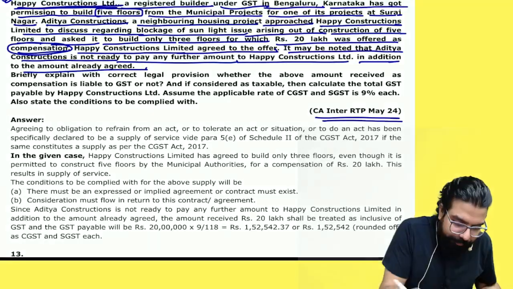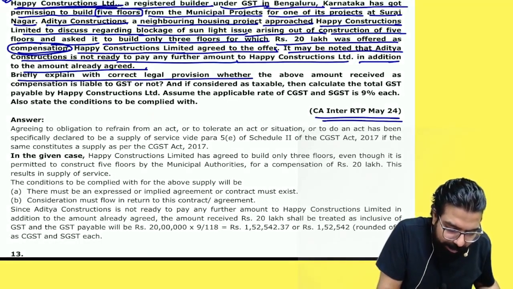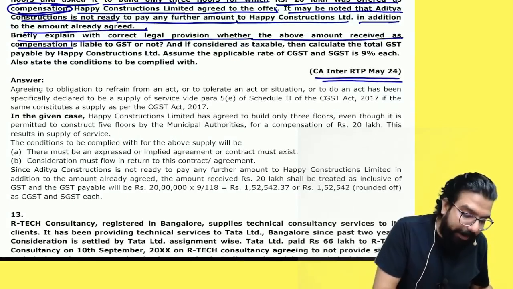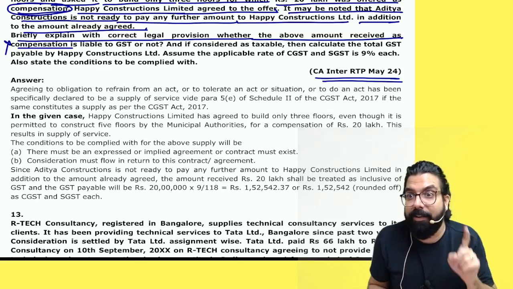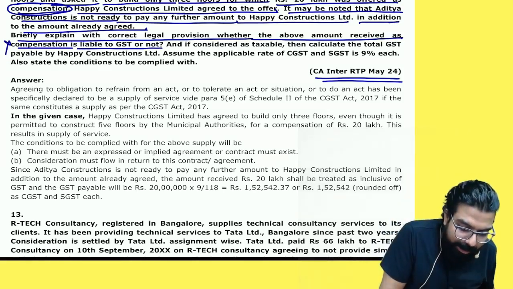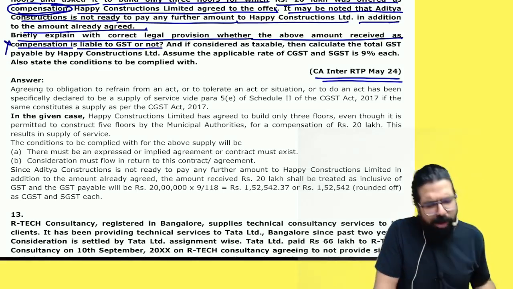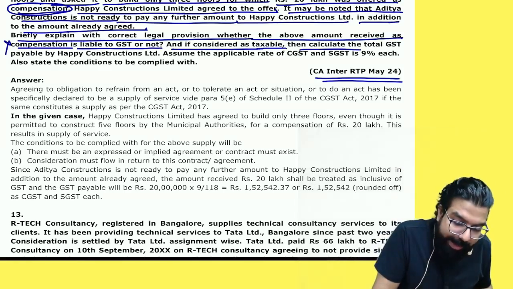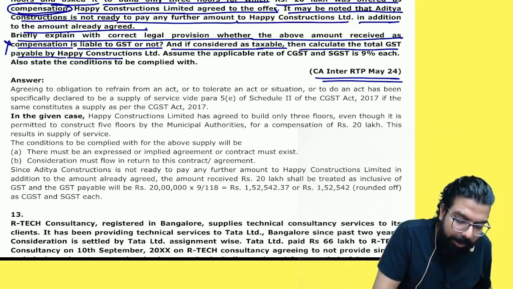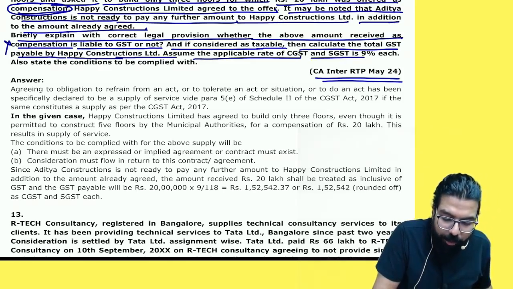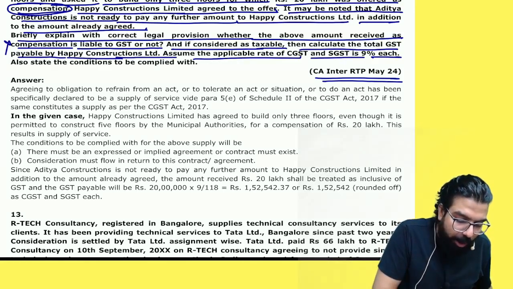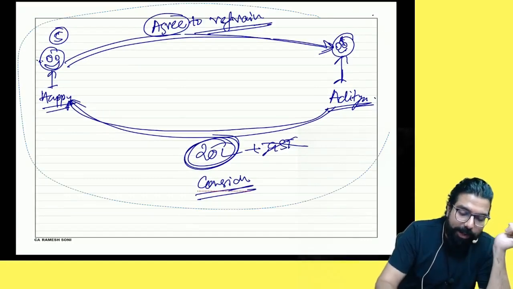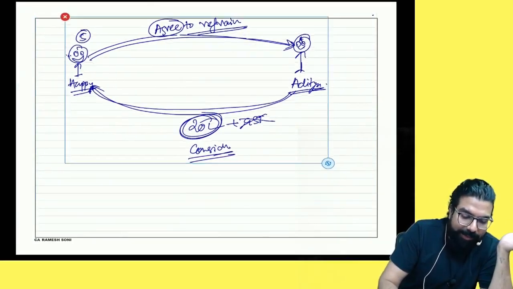Now tell me. Explain briefly with legal provision whether the above amount received is as compensation. It is not compensation. Is it liable to GST or not? And if taxable, then calculate the total GST payable by Happy, assuming the GST rate to be 9% and 9% each. Also state the condition to be complied. Can you tell me the 20 lakh which I received?